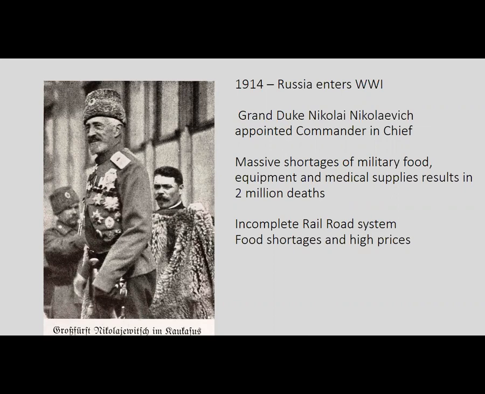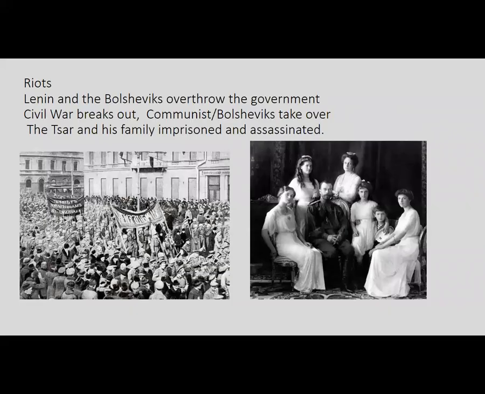So for regular people, there's food shortages, and they start having high prices, and then the country's having all these economic problems, and then the government's unstable, and then there's riots, and then the government's overthrown by Lenin and the Bolsheviks, and then civil war breaks out. The Bolsheviks, communists, they take over the Tsar and his family. They're imprisoned, and then they're all assassinated.